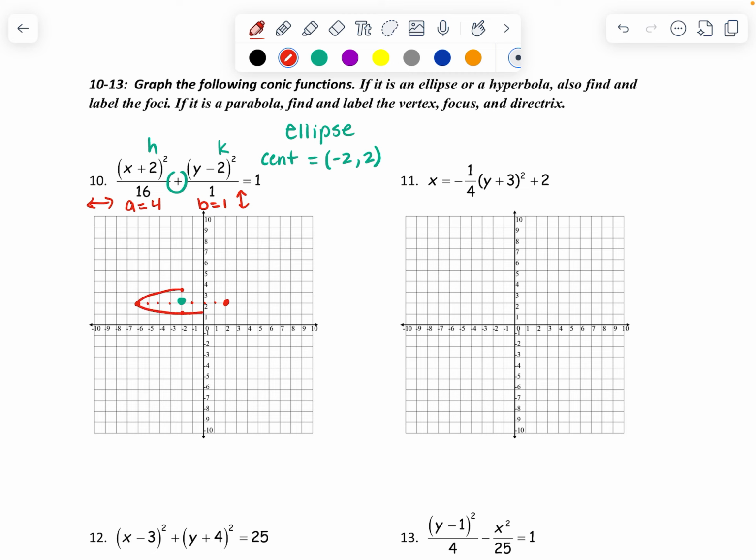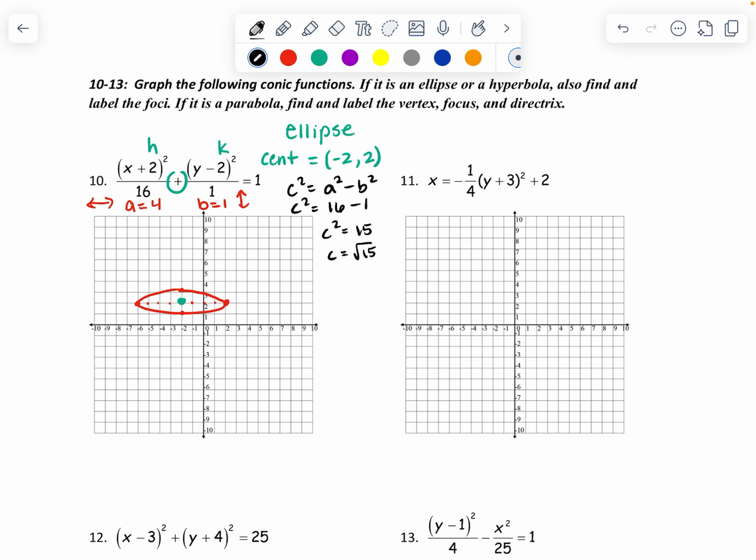This would give you a lot of the points, but one last thing you need to find on this is the focal points. The formula is C squared equals either A squared minus B squared or B squared minus A squared, depending on who's bigger. Since A is bigger, this is A squared minus B squared. If I plug that in, A squared is 16, B squared is 1, so C squared equals 15, which means C is the square root of 15.